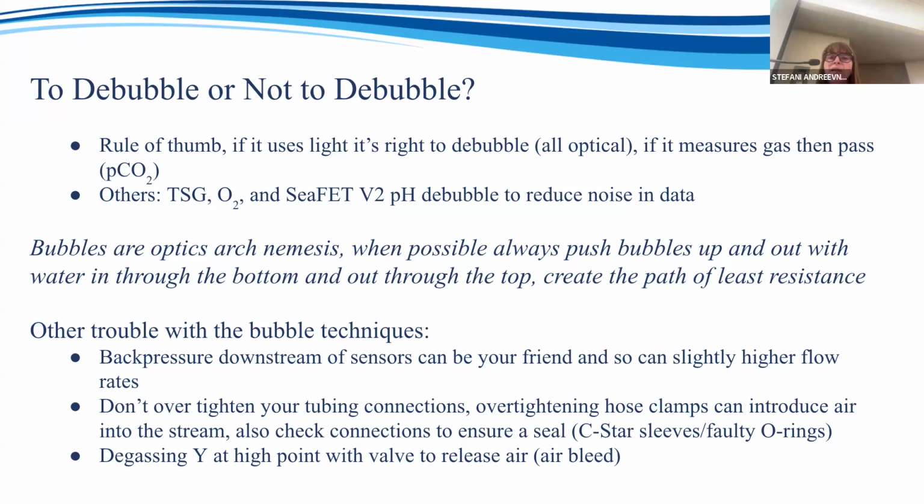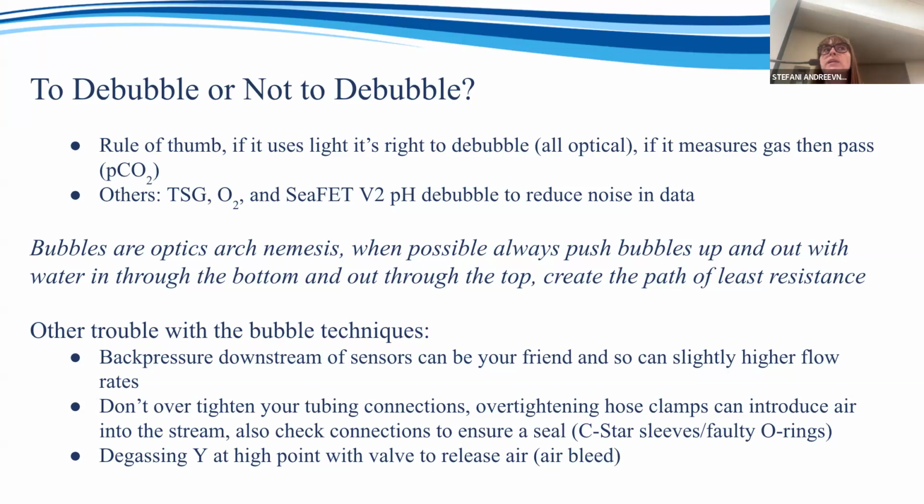Anytime bubbles do get introduced in the system, we work in rough seas, we have bubbles coming in. Sometimes we can't always control that. Even with these debubbler systems, we have micro bubbles that can come in and cause a lot of trouble. Sometimes even after the debubbling, we screw one of those hose clamps on a little too tight, and that actually introduces air. So anytime you're thinking about how you can reduce bubbles in your system, think about always having them push bubbles up and out, right?